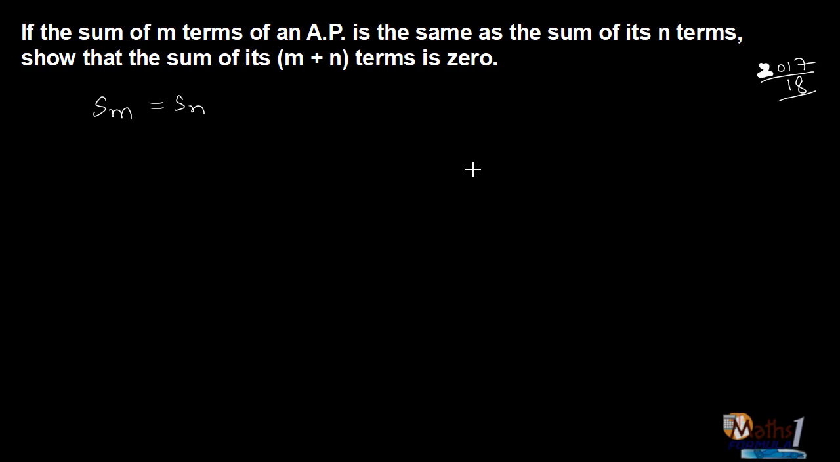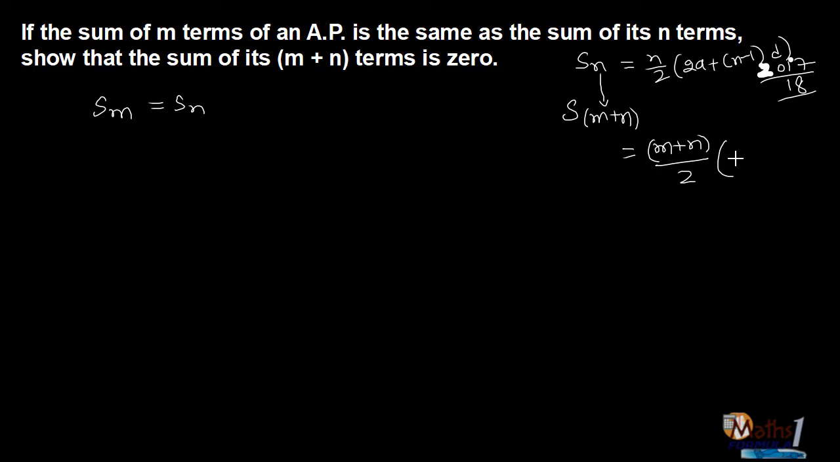And we need to show that the sum of m plus n terms, if I write it in terms of sum, what do we know? S of n, the sum of n terms, is equal to n by 2 times 2a plus n minus 1 times d. Sorry, I have to write it here. That's our main formula. So the sum of m plus n terms means n is replaced with m plus n. That's what they are asking.